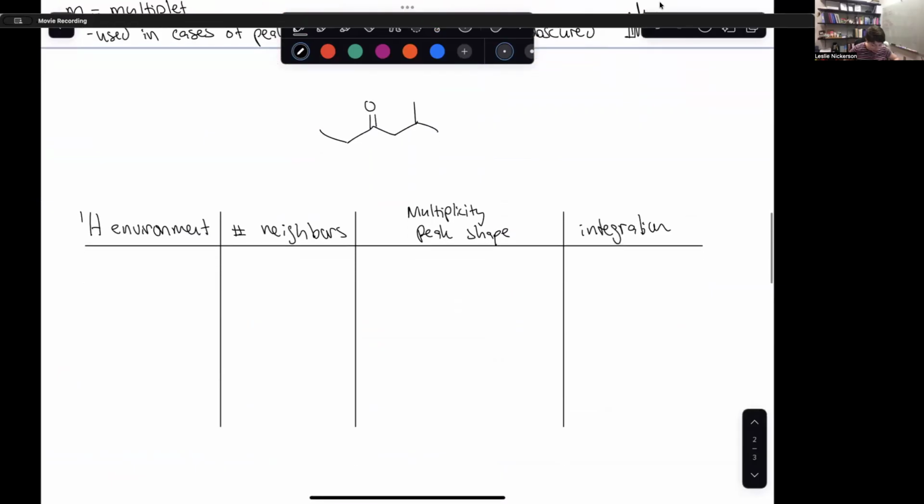Okay, so let's look at an example here, just so that we can put a little bit of reality down in this. We're looking at a combination of multiplicity, integration, and the H environment, which I'm just going to label with letters for now. So we really have H's here. Those three will all be the same. We've got H's here, there, go one there.